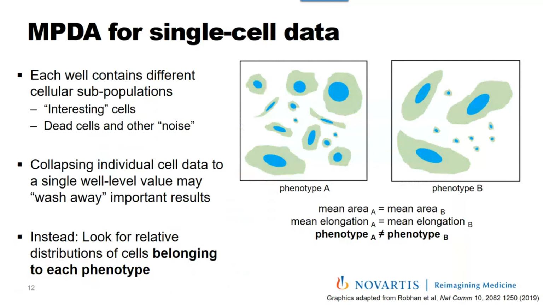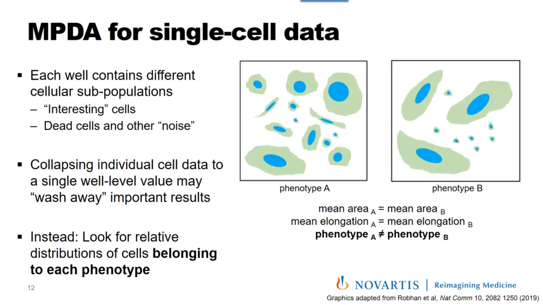So that's at the well level, but as I mentioned earlier, we had a need for single cell data as well. It would be nice if each well had exactly the same type of cells or they all acted the same way upon treatment with a chemical compound. But since this is real life, that's usually not the case. You can have several different phenotypes, several different subpopulations represented in a single well. Some of these phenotypes and cells are interesting, others are not. Some may be just simply dead or some sort of noise. You want to get rid of those.